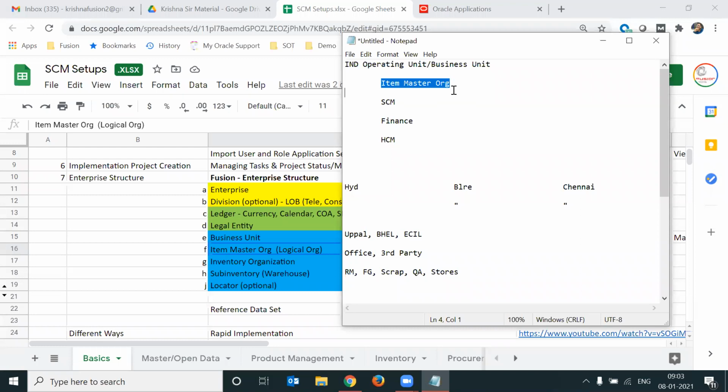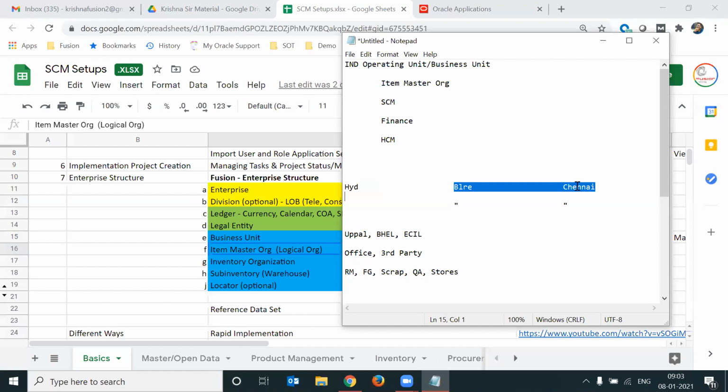Okay. So what happens is, if you don't have item master organization, all your products or items have to be created under each inventory organization: Hyderabad, Bangalore, and Chennai. You have to create everywhere. So with the 3 products I'm dealing with and 3 inventory organizations, how many times do I have to create? 9. Okay.